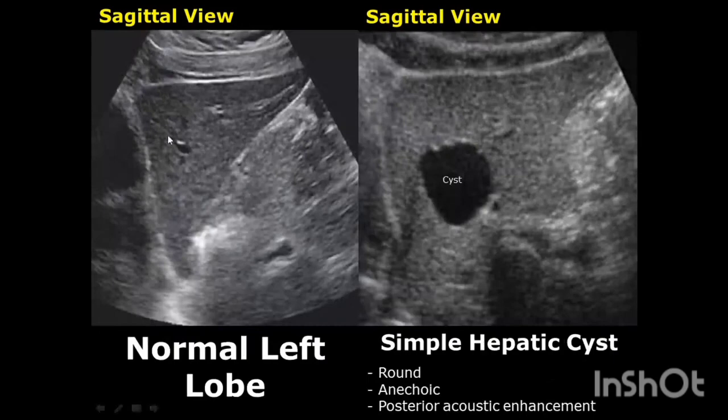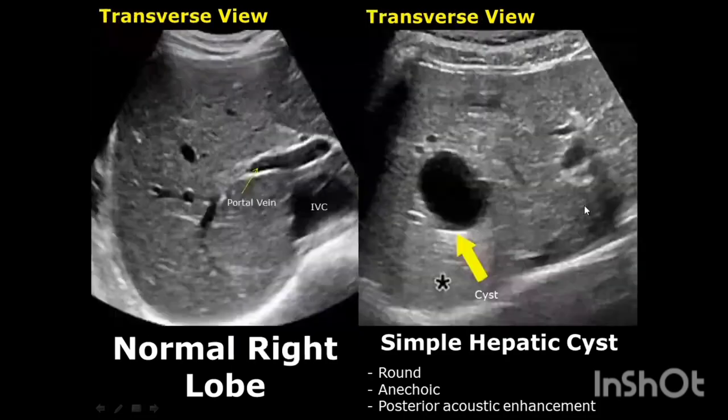A simple hepatic cyst will be round, anechoic, and have posterior acoustic enhancement. This cyst is present in the left lobe, and this is a sagittal view. Here is a transverse view of a simple hepatic cyst in the right lobe of the liver.